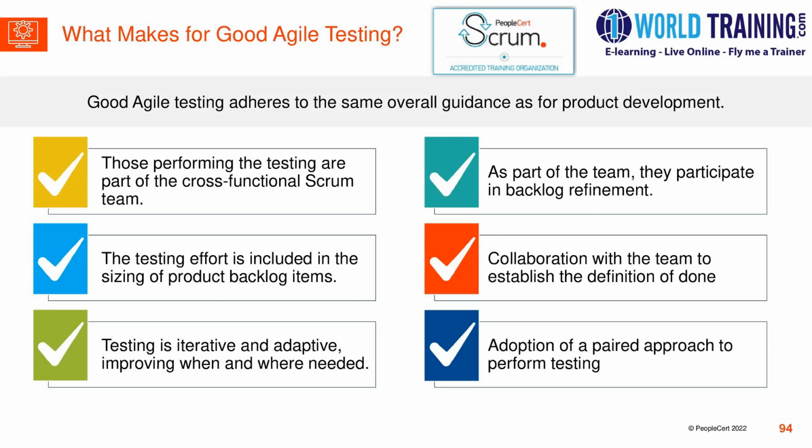So what makes a good agile testing? Let's try to look into these aspects in a deeper way. As we refer, good agile testing basically adheres to the overall guidance which is provided for the product development. These are a few practices which make good agile testing.